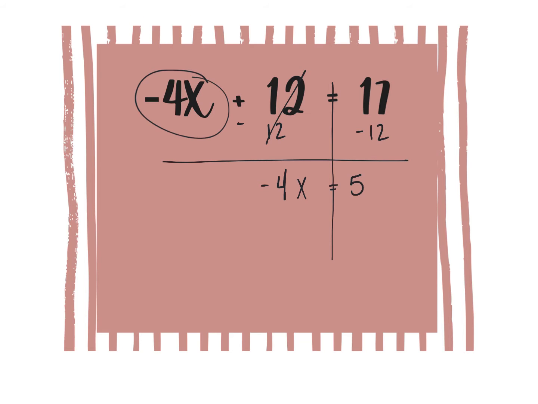So now I look at this and I see that the negative 4 is multiplied by the x, and I need 1x, not negative 4x. So in order to undo multiplication, I need to divide on both sides. Now on the left-hand side, negative 4 divided by negative 4 is 1, so I have 1x, or just x.